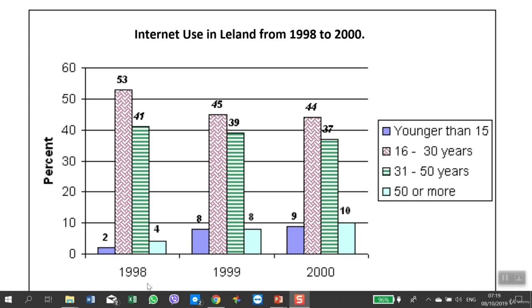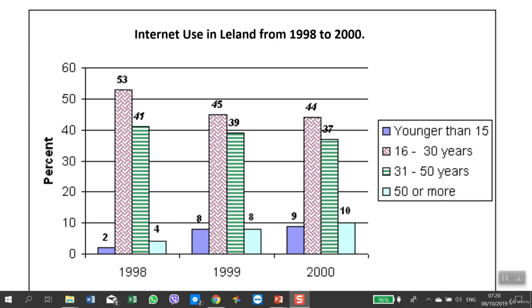In 1998, 53% of all the people who used the internet were aged between 16 to 30. And then we go down to 2000. 2 years later, this figure fell significantly to 44%. So we've finished talking about the 16 to 30-year-olds. Now we should go to the second highest age group, which is the 31 to 50-year-olds.